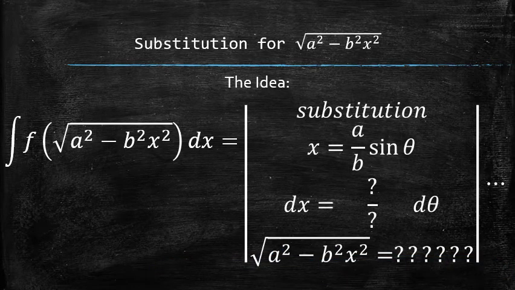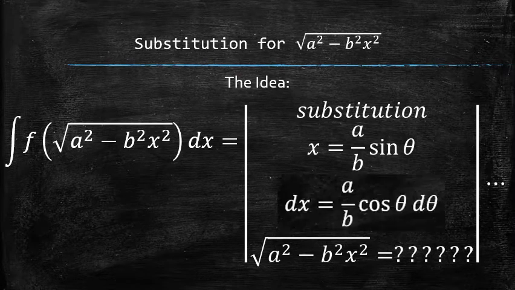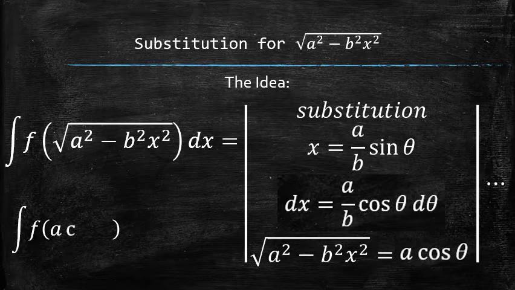As a result, we now have very nice expressions in terms of theta for both the differential of x and the original radical. This substitution leads to a new integral, which is now of some combination of trigonometric functions of theta.